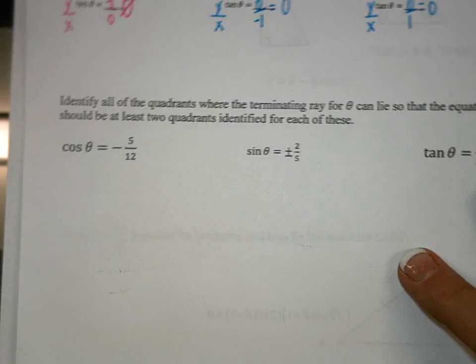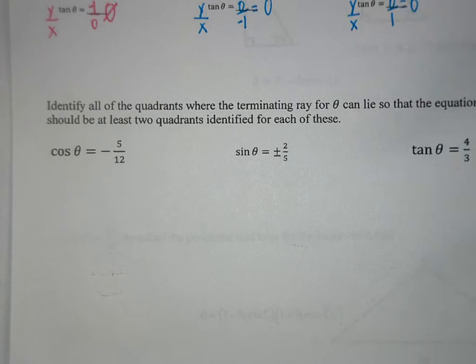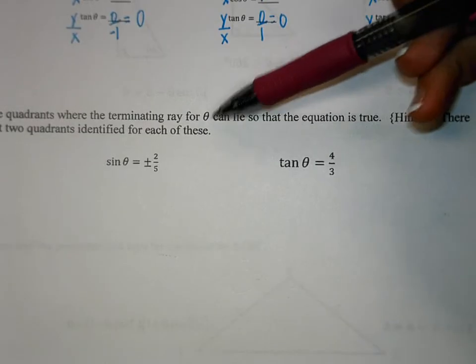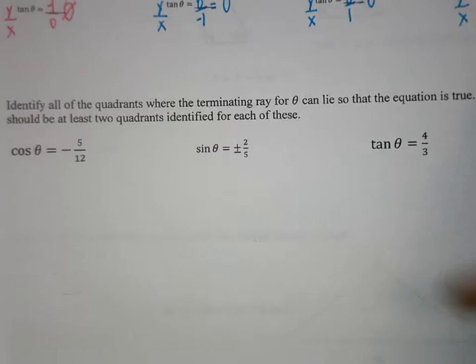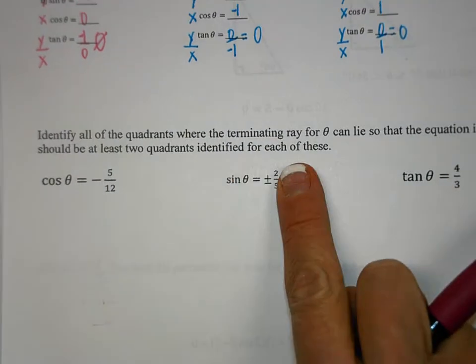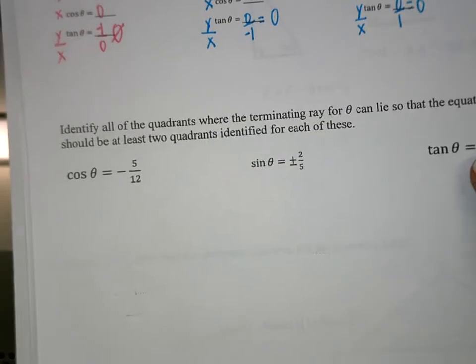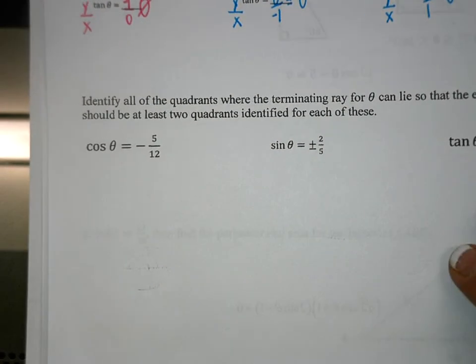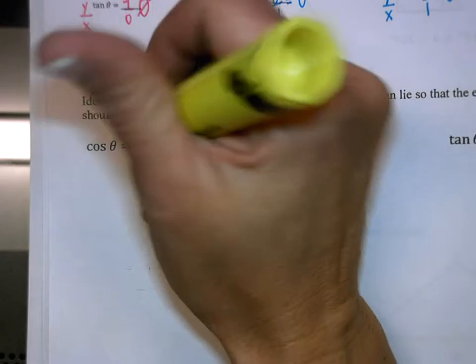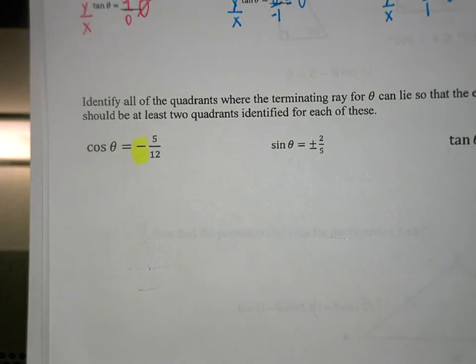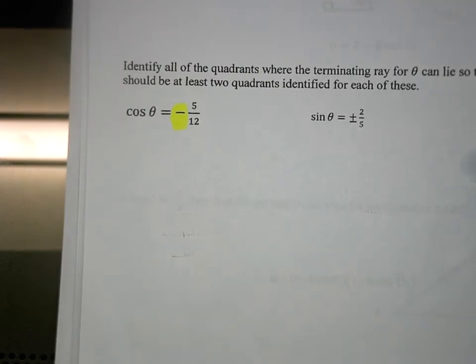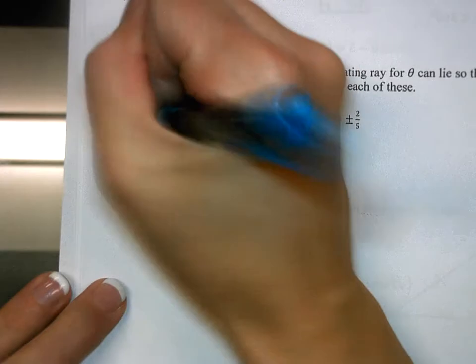So this next part states, identify all the quadrants where the terminating ray for theta can lie so that the equation will be true. Hint, there should be at least 2 quadrants identified for each of these. Okay. So first of all, here they are telling us that cosine is negative. Okay? We know that cosine is dealing with which value? Cosine is dealing with the x value. Would everybody agree with that?